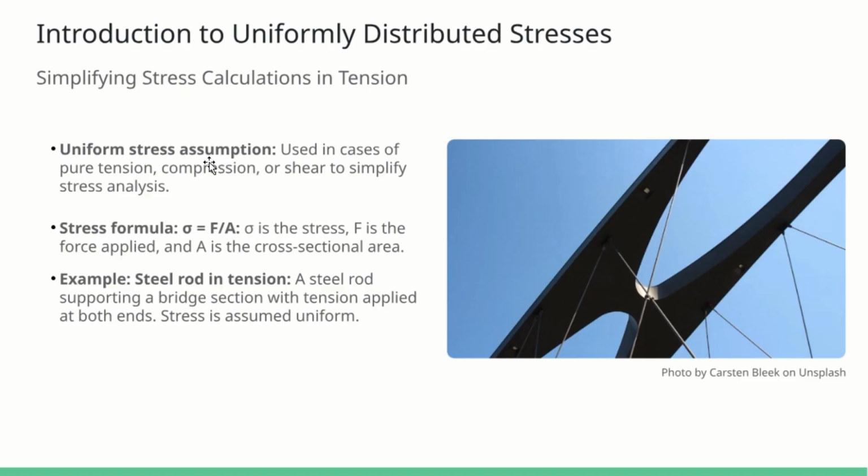The uniform stress assumption is used in cases of pure tension, compression, or shear to simplify stress analysis. Stress formula: stress equals force over area, sigma equals F over A, where sigma is the stress, F is the force applied, and A is the cross-sectional area. For example, a steel rod in tension, supporting a load with tension applied at both ends. Stress is assumed uniform.